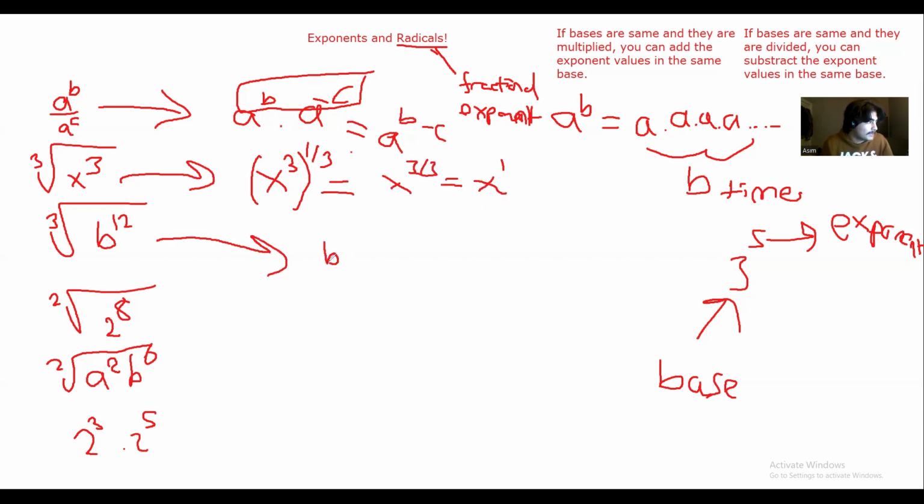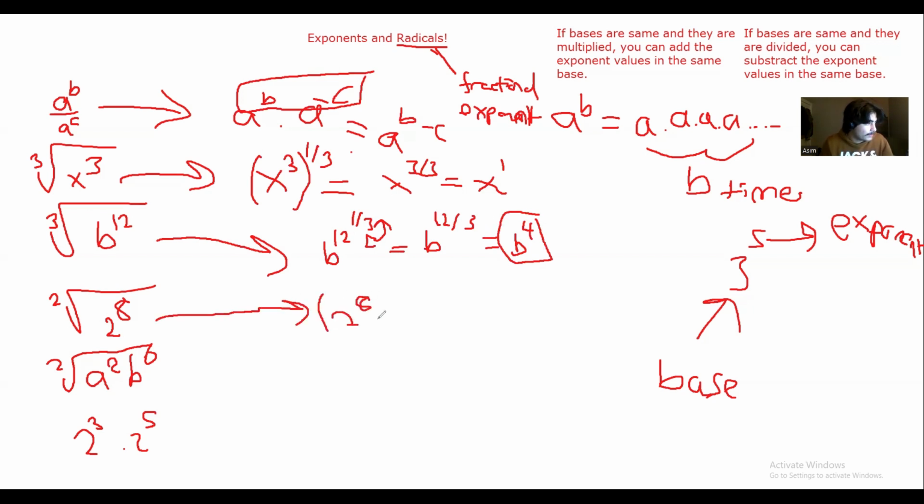Over here, I got b to the power of 12, and also I got the power of 1/3. So I multiply 1/3 with 12, and I end up with b to the power of 12/3, which is equal to b to the power of 4. Over here, guys, I got 2 to the power of 8 to the power of 1/2. All I've got to do is multiply this outside exponent with the inside exponent, and I end up with 2 to the power of 8/2, which is equal to 2 to the power of 4.